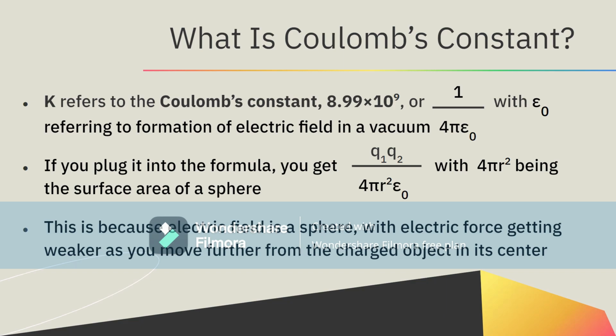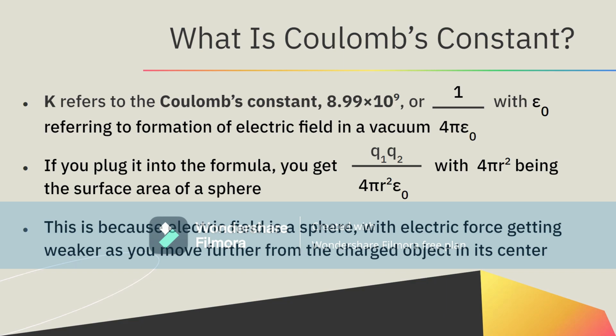If you plug 1 over 4 pi epsilon naught in for Coulomb's constant in the formula, which, for a reminder, is K multiplied by Q1 Q2 over R squared, then you will get this equation, which is Q1 times Q2 over 4 pi R squared epsilon naught.